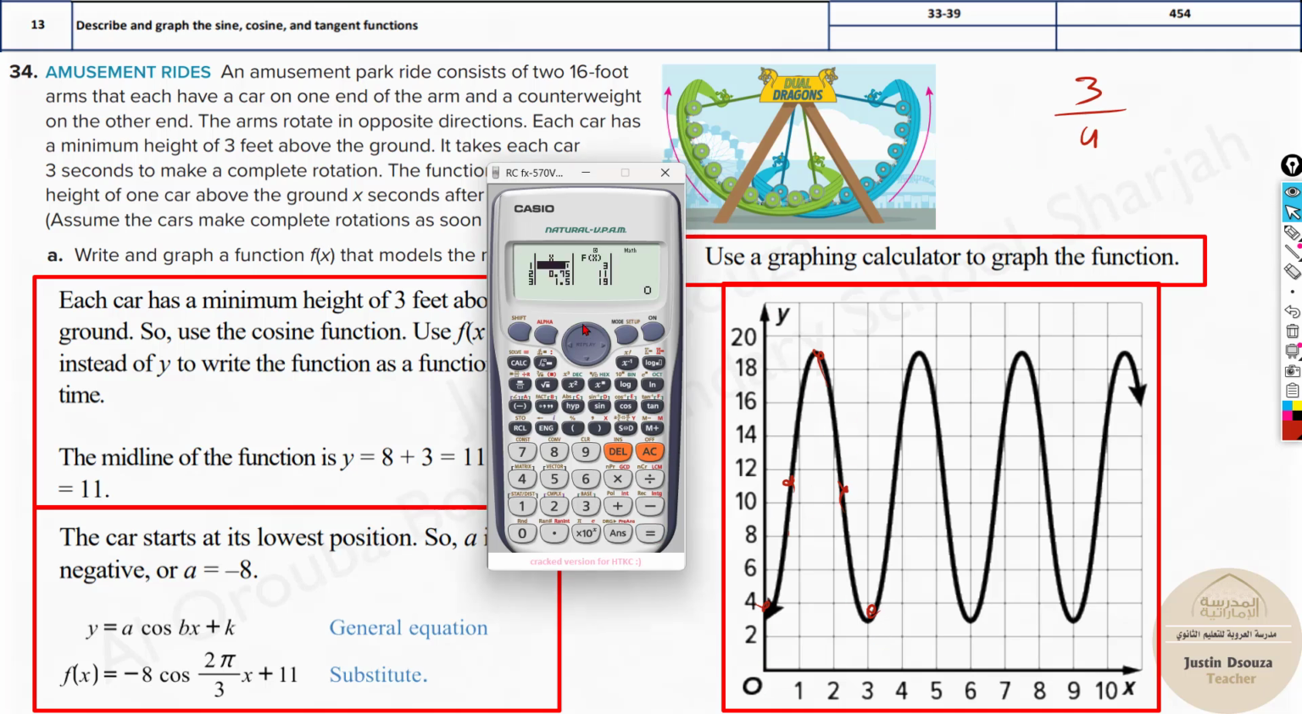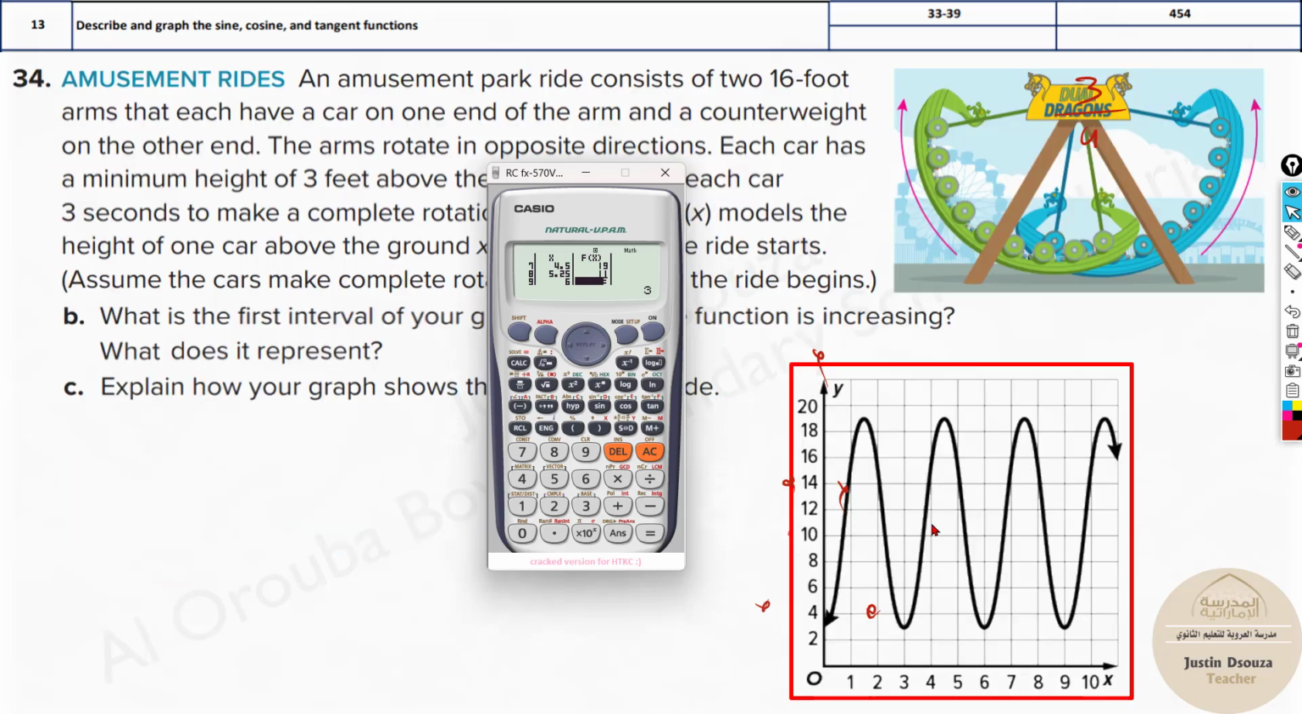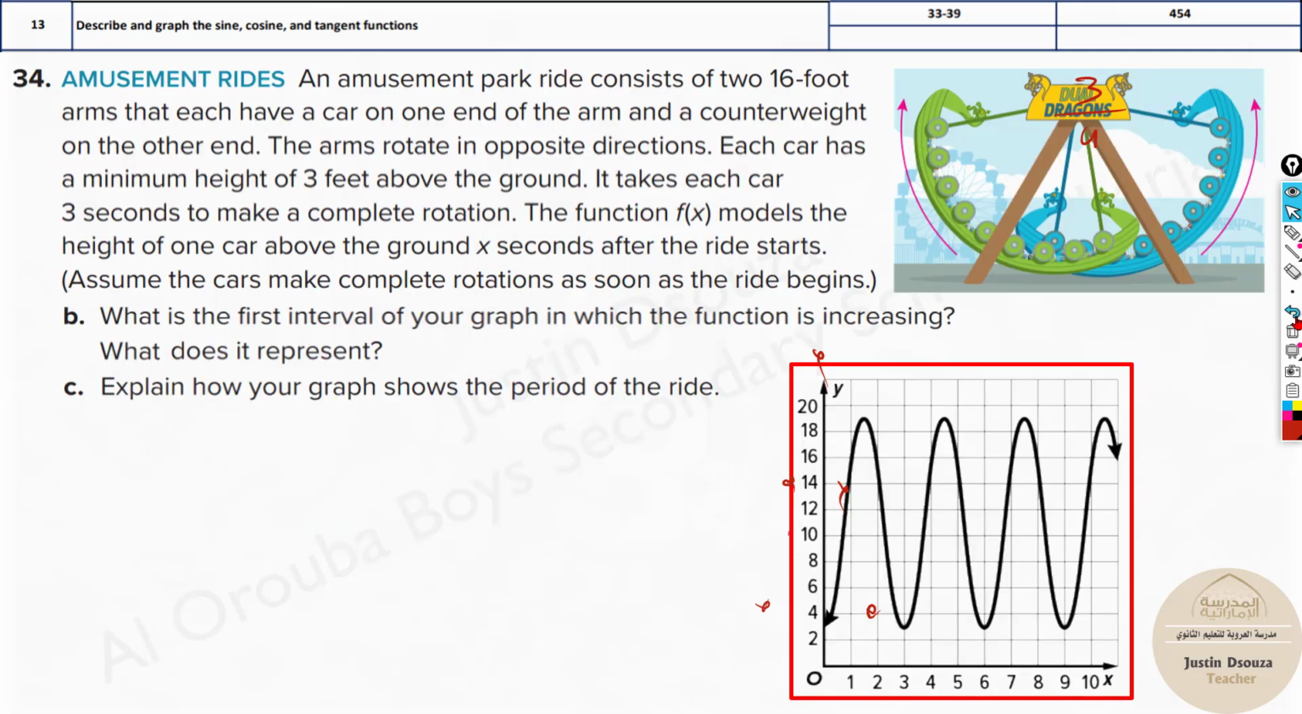And let me press equal to. You can see at 0 it was how much? 3, yes. And what about 0.75? Somewhere over here it's at 11, yes. And then at 1.5 it's maximum, 19, correct? And then we have again 11 and it keeps on repeating. So this is how we can easily check the graph. And if you want to plot, you can easily plot the graph like this. And then we have a few more questions.